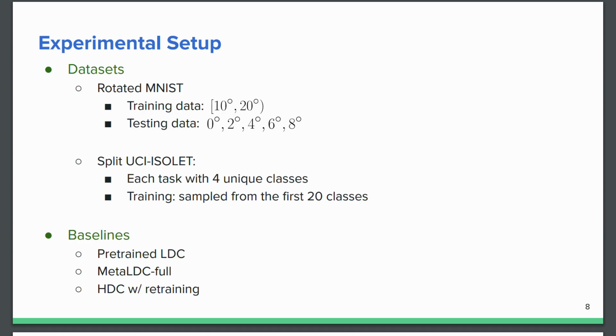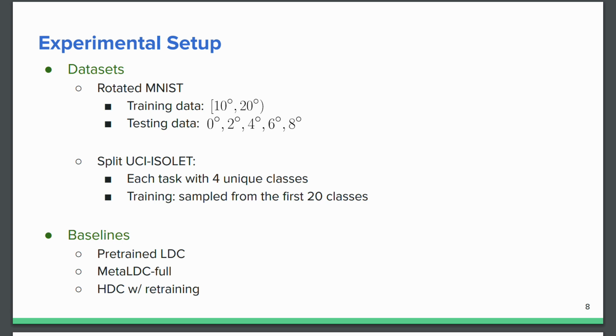I would quickly introduce some setup for our experiments. So we use two data sets in our experiments. One is the rotated MNIST, another one is the split ISOLET. So for the MNIST training data, we rotate the MNIST images by a degree in the range of 10 to 20 degrees. And for the testing data, we have 5 tasks. The task of each rotation degree is from 0 to 8.